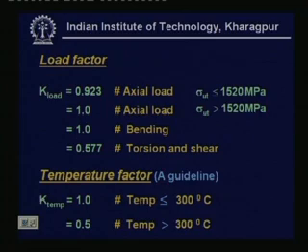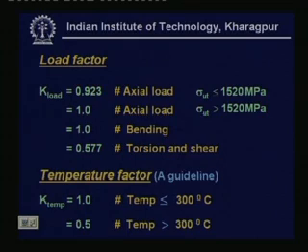In a similar manner, our temperature factor is also given over here, and the temperature factor becomes 1 if the temperature is less than 300 degrees centigrade, and it is taken as around 0.5 if the temperature is more than 300 degrees Celsius.